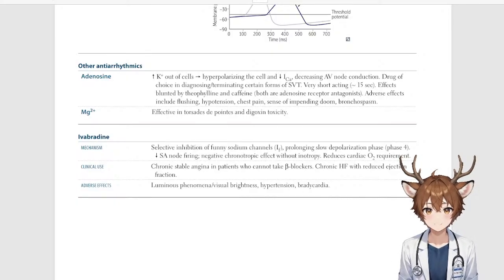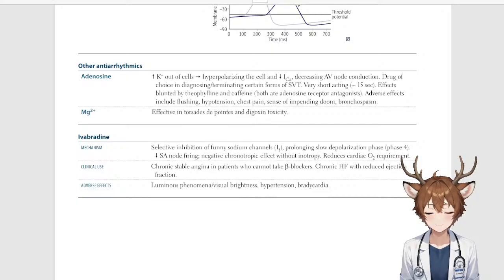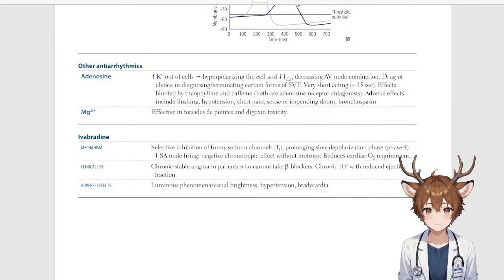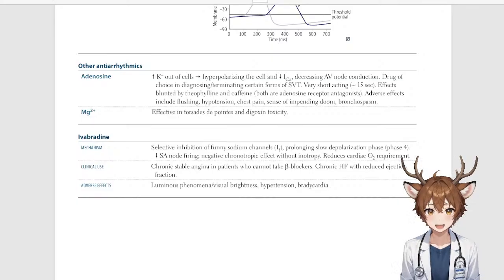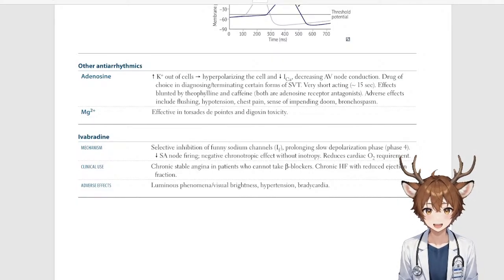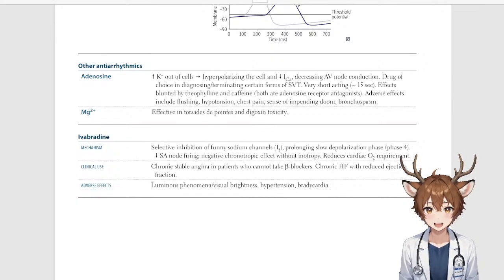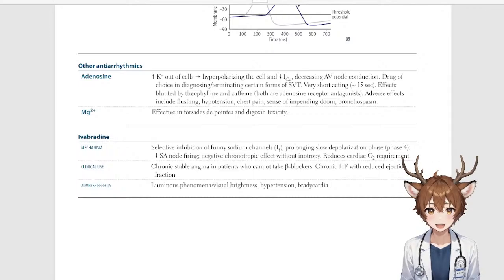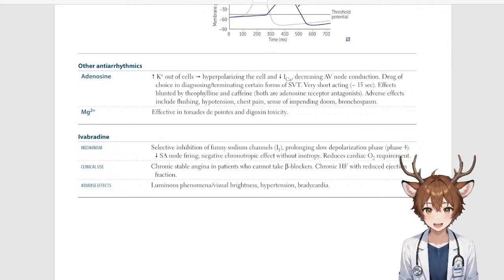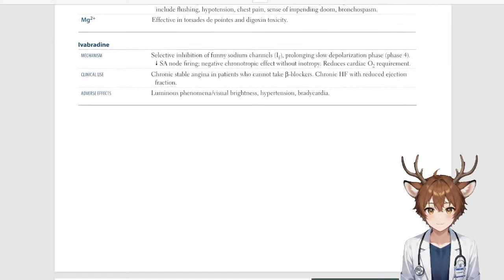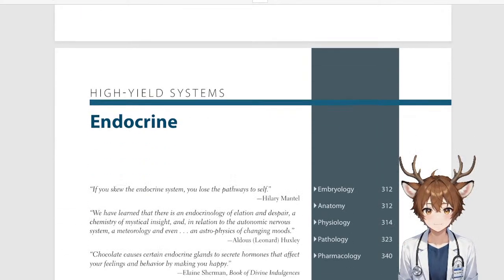Clinical use of ivabradine. When they say ICa, that probably means the calcium channels. They're referring to that. But anyway, back to ivabradine. Ivabradine, again, that's going to selectively inhibit the funny sodium channels. Clinical use would be chronic heart failure with reduced ejection fraction. Adverse effects of ivabradine would be luminous phenomena / visual brightness, hypertension, and bradycardia. Oh. Okay, there we go.